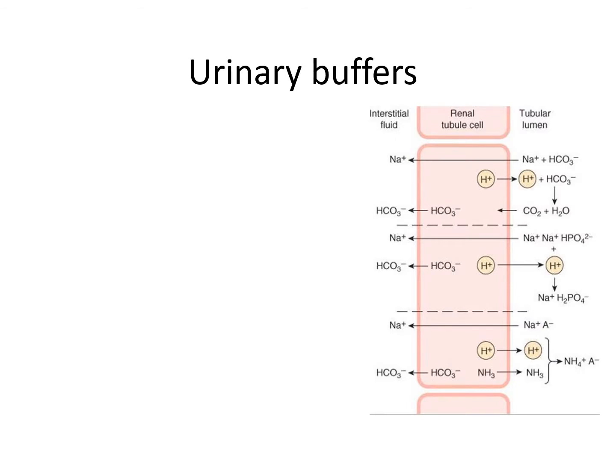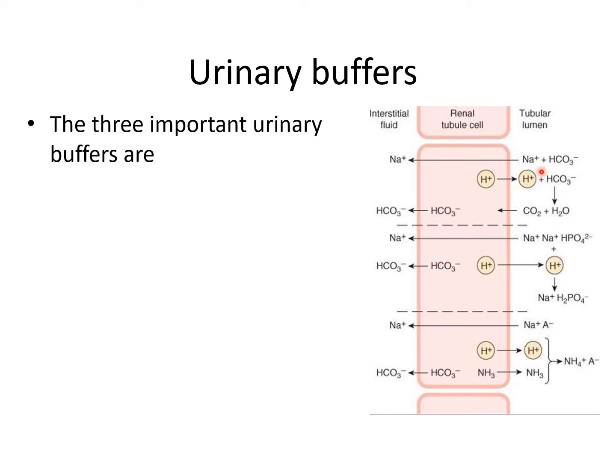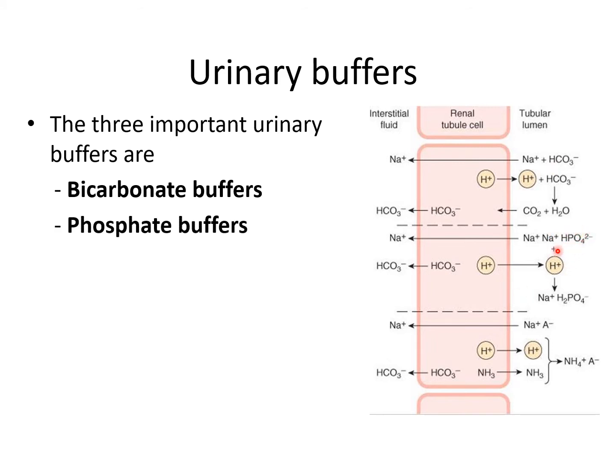First, we will discuss urinary buffers. Urinary buffers are present in the tubular lumen, and they bind or release hydrogen ion in the tubular lumen to maintain the pH of tubular fluid or urine constant. So the three important urinary buffers are bicarbonate buffer, phosphate buffer, and ammonia buffers.